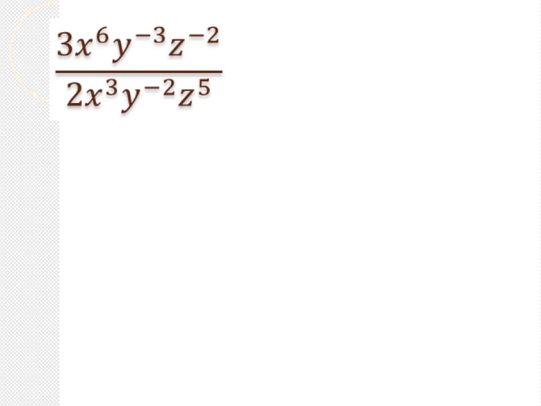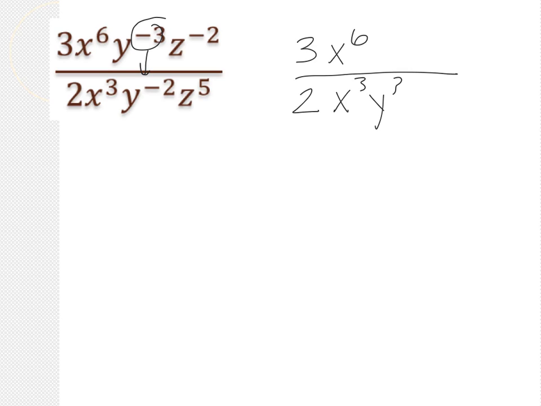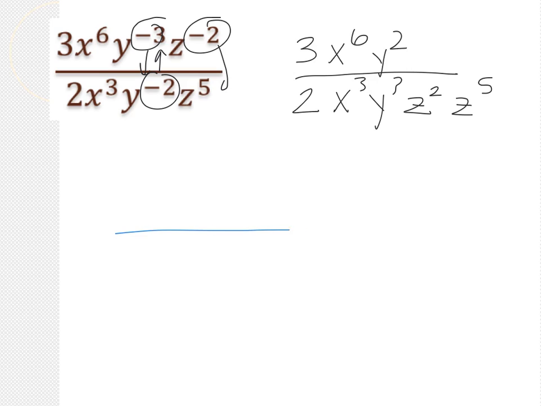Here again, the first step that you should do is rewrite it so you don't have any negative exponents. So I'm going to rewrite this. This y to the negative 3 goes on bottom, so I'm going to write that on bottom. This y to the negative 2, that's going to go up top, so I'm going to write y squared on top. The z to the negative 2 is going to move to the bottom, so I'm going to write z to the 2nd, plus I already have my z to the 5th. Now I simplify this. I can't simplify my 3 and 2 any further, so my 3 is going to remain on top, and my 2 is going to remain on bottom.